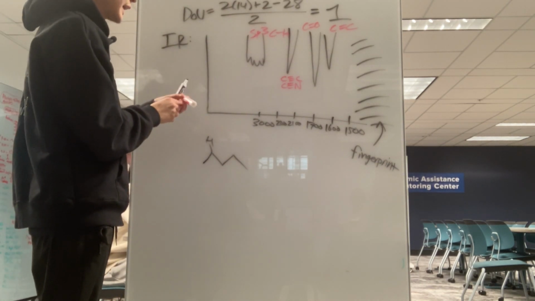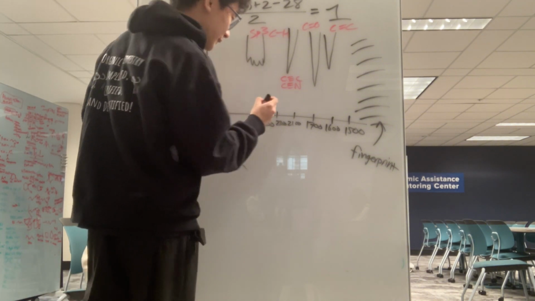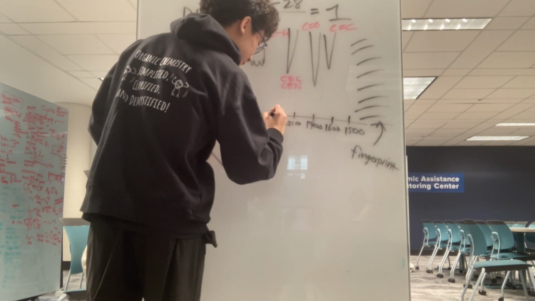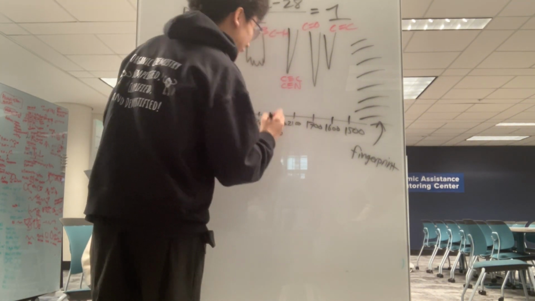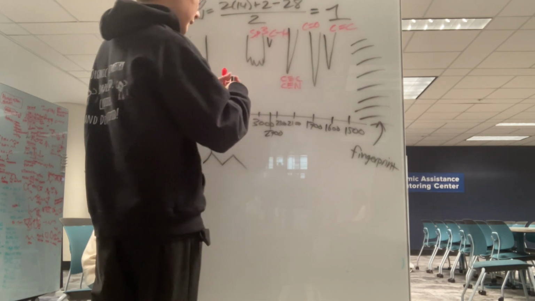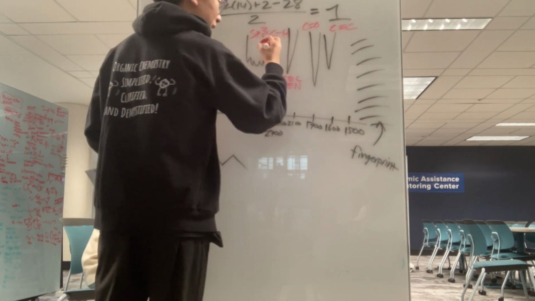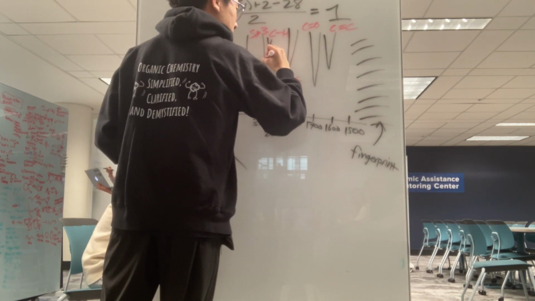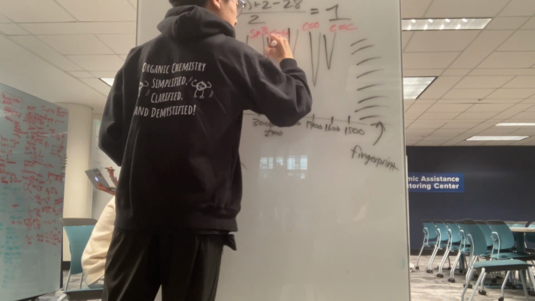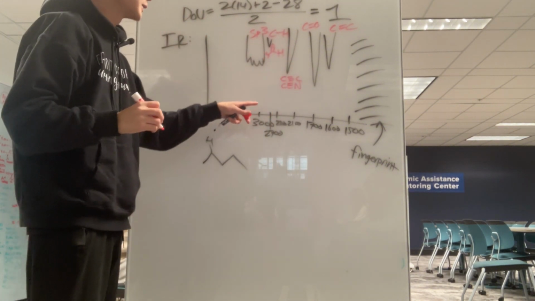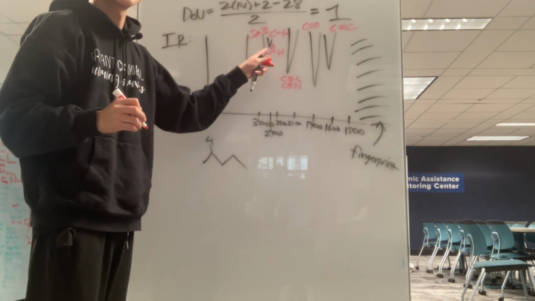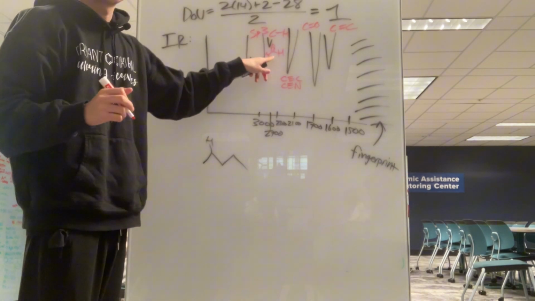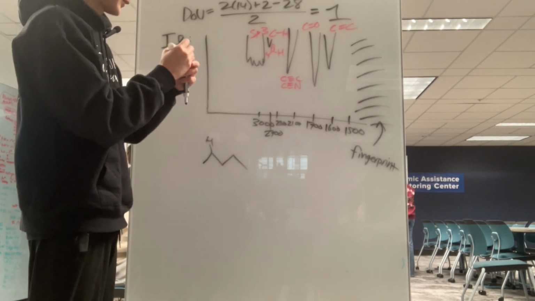Now, if you see a peak at around 2700 and you see a sharp peak there, that's going to be your aldehyde functional group. So when you see a sharp peak at 2700, a little bit to the right of 3000, that's going to represent your aldehyde.